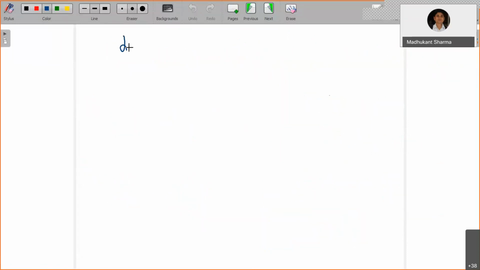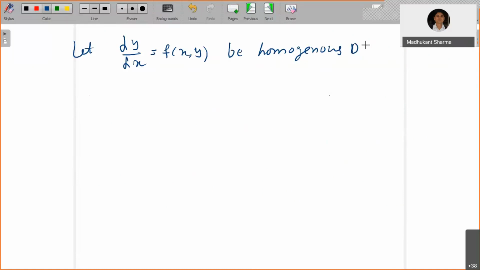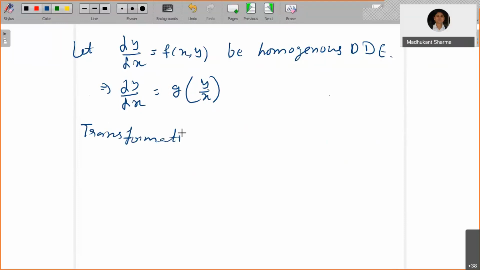So you have dy by dx equals f of x, y. Let this be a homogeneous ODE, which means dy by dx is equal to some function of y by x. You can certainly write it as a function of y by x. You will see this in the examples as well. So now use the transformation v equals y by x.